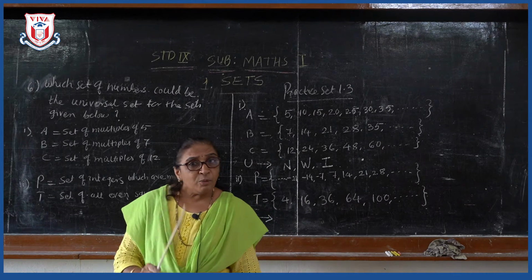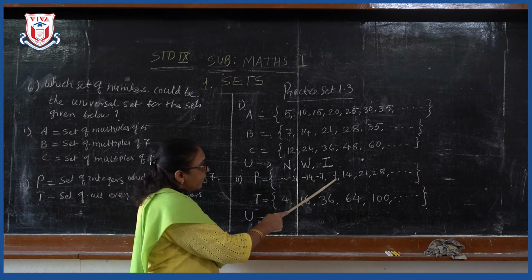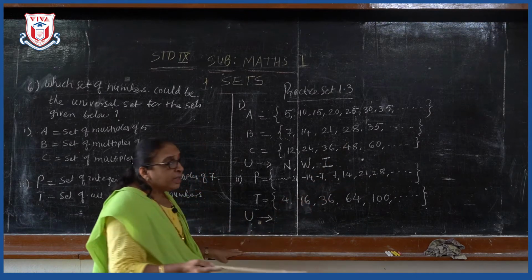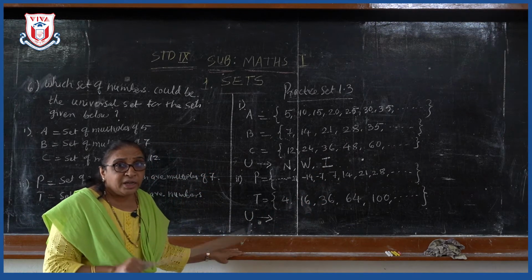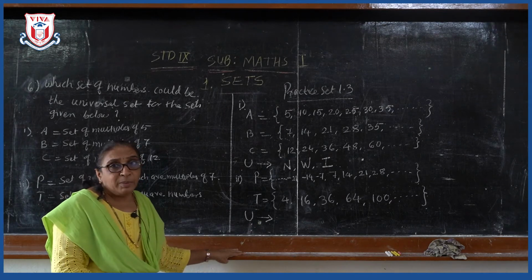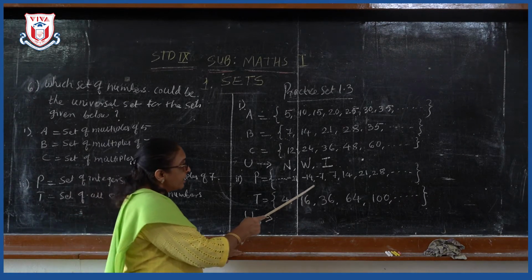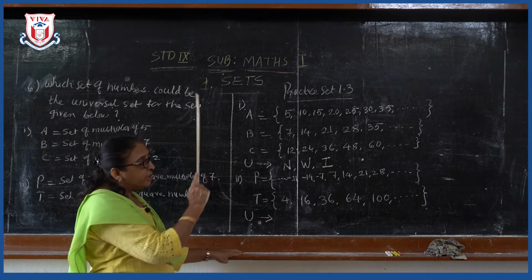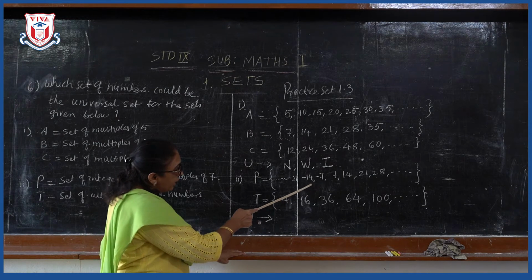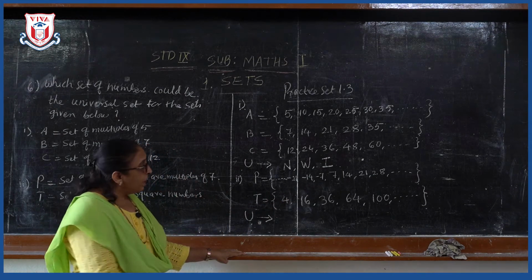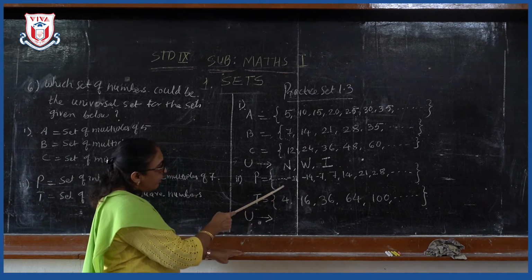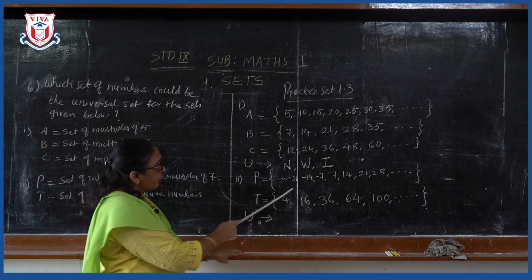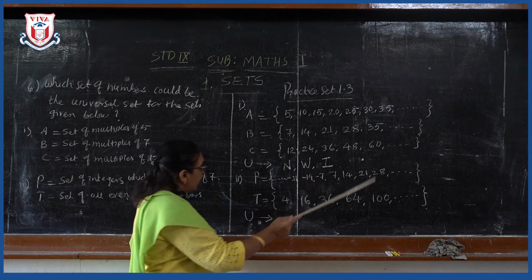Similarly, if you see the second example, P is a set of integers which are multiples of 7. Now what are multiples of 7? 7 ones are 7, 7 twos are 14, 7 threes are 21. In the same way, they have given the condition integers, so negative numbers will also be included. 7 times minus 1 is minus 7, 7 times minus 2 is minus 14, 7 times minus 3 is minus 21. So these are also multiples of 7. Minus 7, minus 14, minus 21 and so on. So here I have put the infinite sign, and here also.